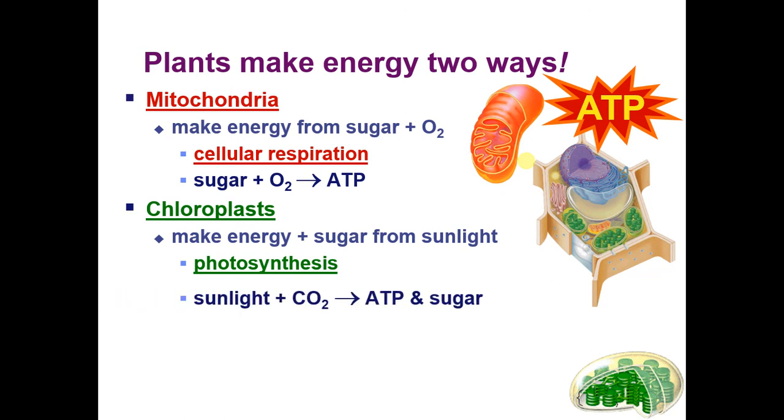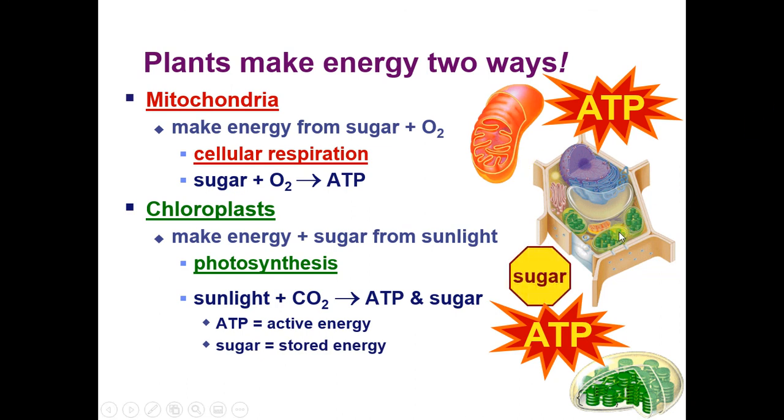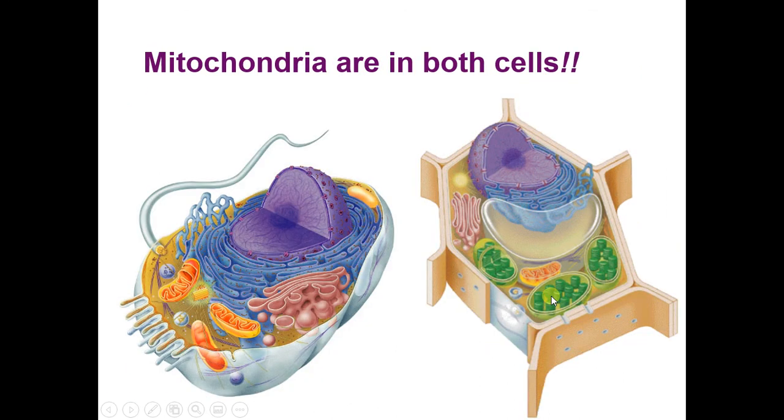And photosynthesis kind of is the reverse of cellular respiration. It turns sunlight and carbon dioxide into ATP energy and sugar. So these little green things are the chloroplasts, the sacs where that happens. And we'll go more into photosynthesis in our next unit. So please remember, mitochondria are in both plant cells over here and animal cells. They both have them. But only plant cells have chloroplasts, not animal cells. Important distinction.